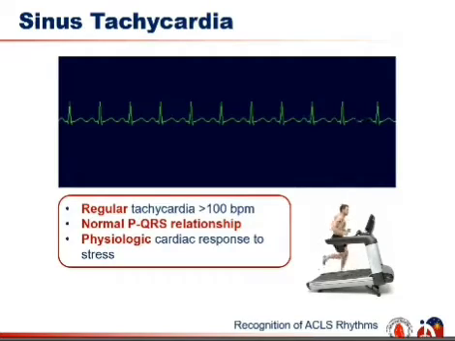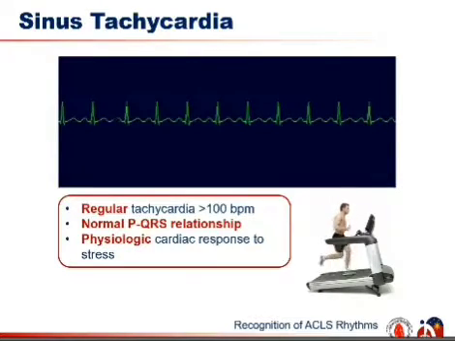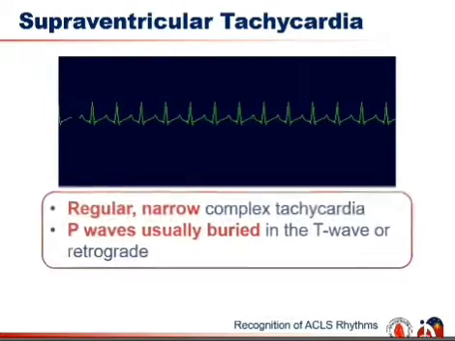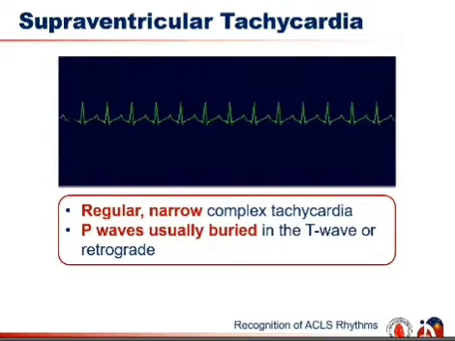Sinus tachycardia is a regular tachycardia more than 100 beats per minute. There is a normal PQRST sequence. Most often, this rhythm is encountered as a response to physiologic stress. Supraventricular tachycardia is a regular, narrow, complex tachycardia with P waves usually buried in the T wave or retrogradely conducted.